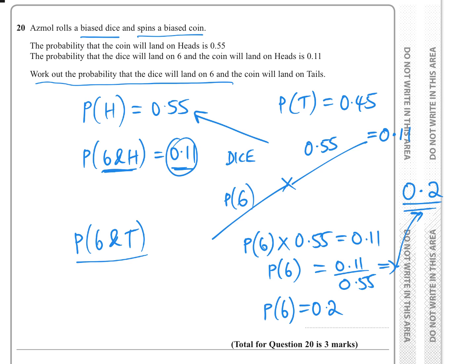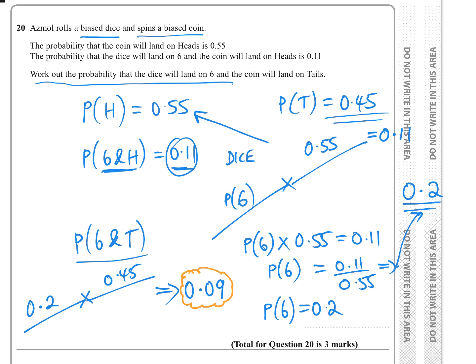However, we want the probability of getting a 6 and then a tail. So on the tree diagram, we would have had probability of 6 would be 0.2, because don't forget it's biased, it's not a fair dice. And then we'd have to multiply that by the probability of getting a tail, but we have that anyway. So on the calculator, if we multiplied those together, we get our final answer of 0.09, and I'll just put an orange squiggle around that so you can see that would be the answer we'd be looking for.